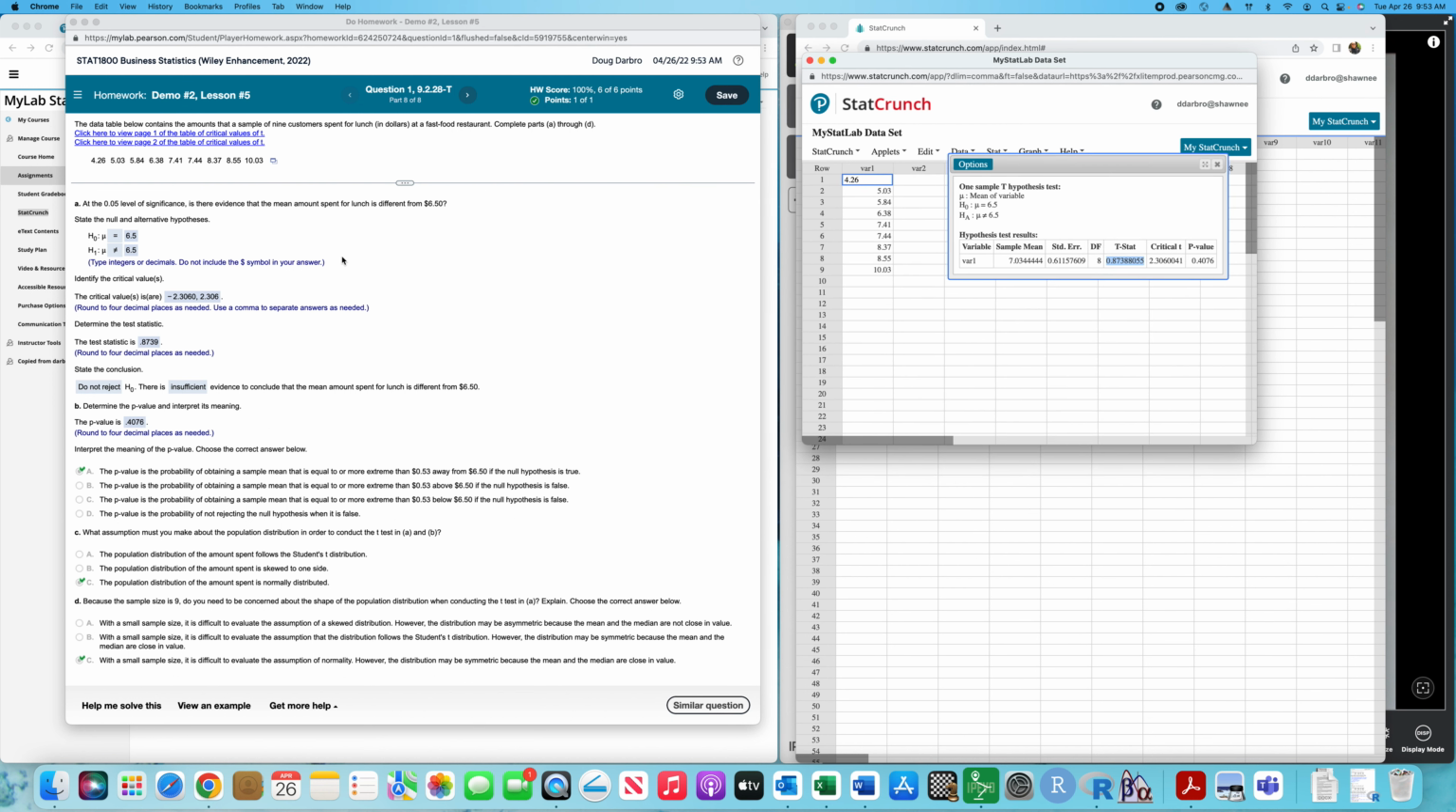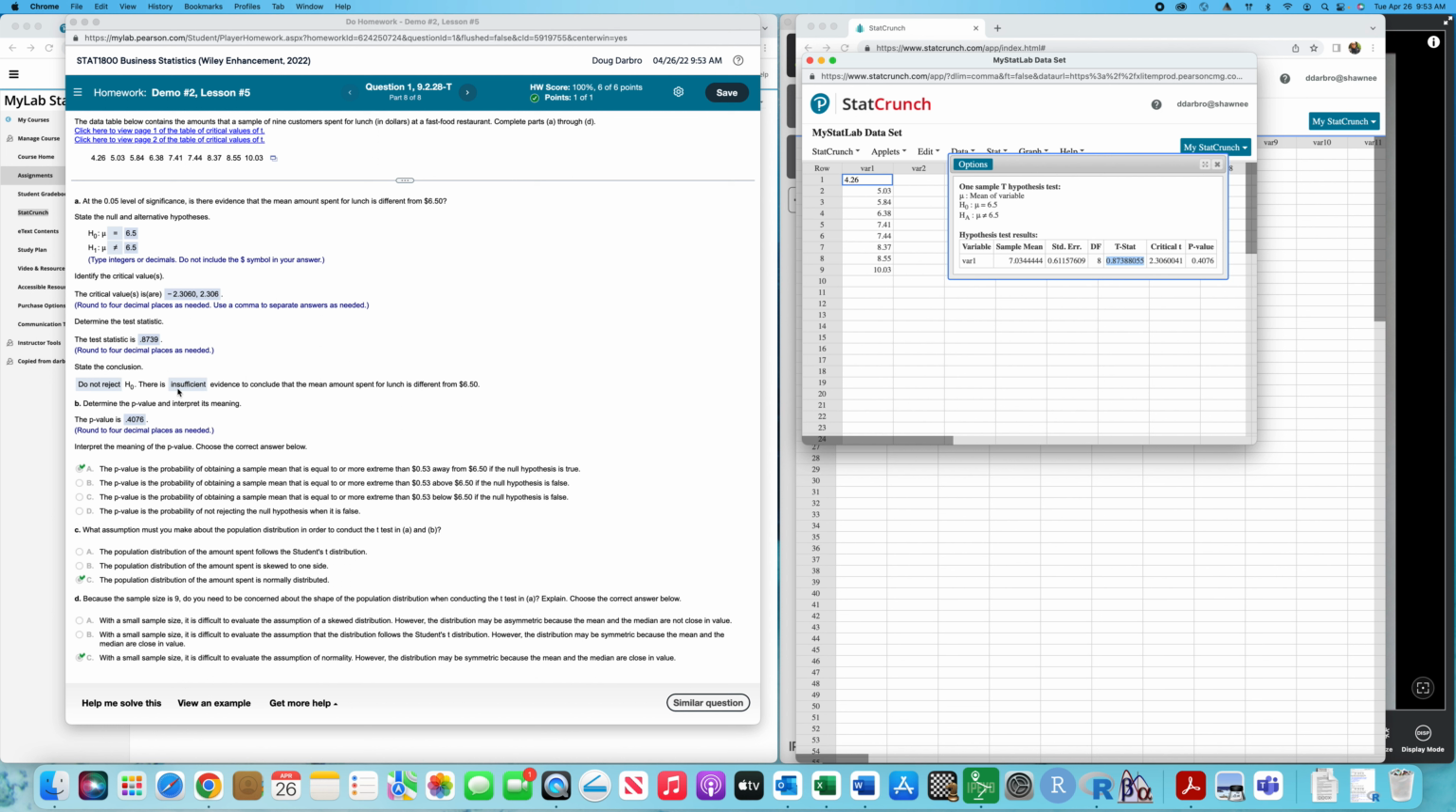Get this out of the way so you can see it. And so there is insufficient evidence to conclude that the amount is different than 6.50. Determine the p-value. Well, that comes directly from the output, 0.4076. Again, from a previous video, the p-value is the probability that the sample mean is what we got or more extreme, given that the null hypothesis is true. That's the critical component there.